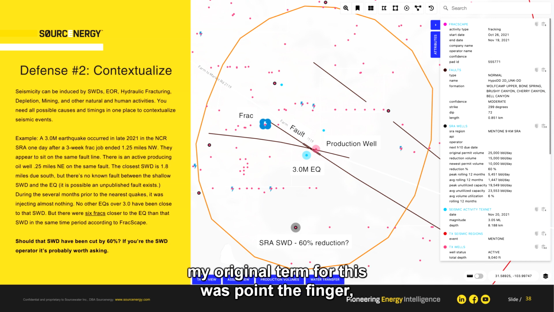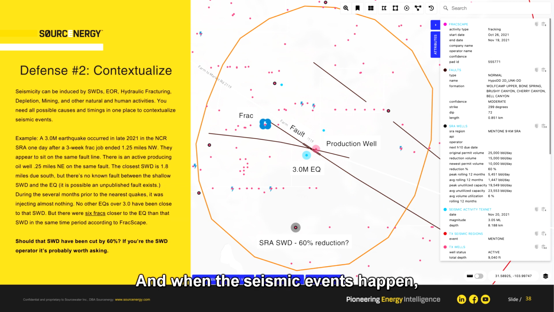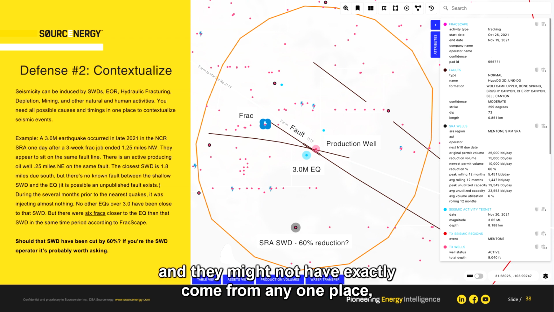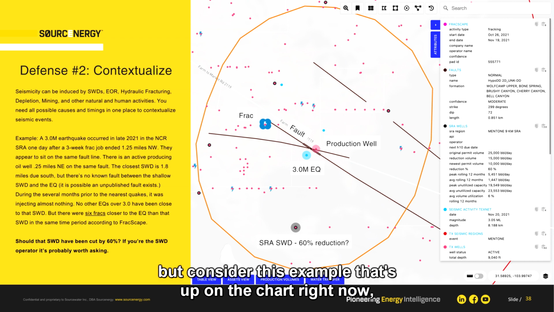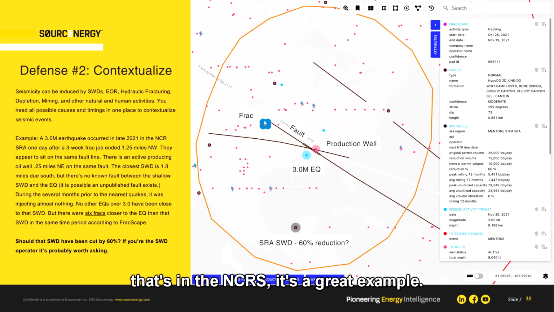I said before my original term for this was point the finger. But the key point is everything is in context. And when these seismic events happen, there are all kinds of different potential contributing factors. It's really, really hard to know exactly where they came from, and they might not have exactly come from any one place. But consider this example that's up on the chart right now that's in the NCR SRA. This is a great example.